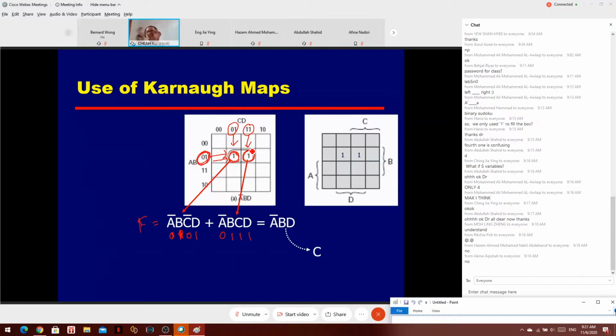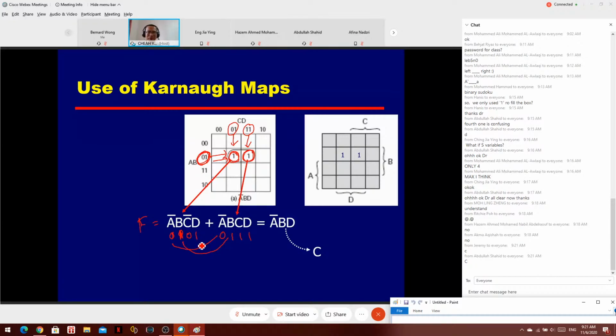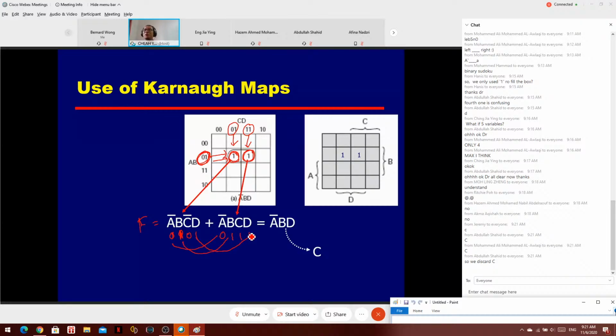These two terms are side by side, and since they are side by side, they differ in only one variable. Which variable is different? Not A and not A, same, right? B and B, same. D and D, same. Which one do they differ in? They differ in the C. One is a not C, and the other one is a C.